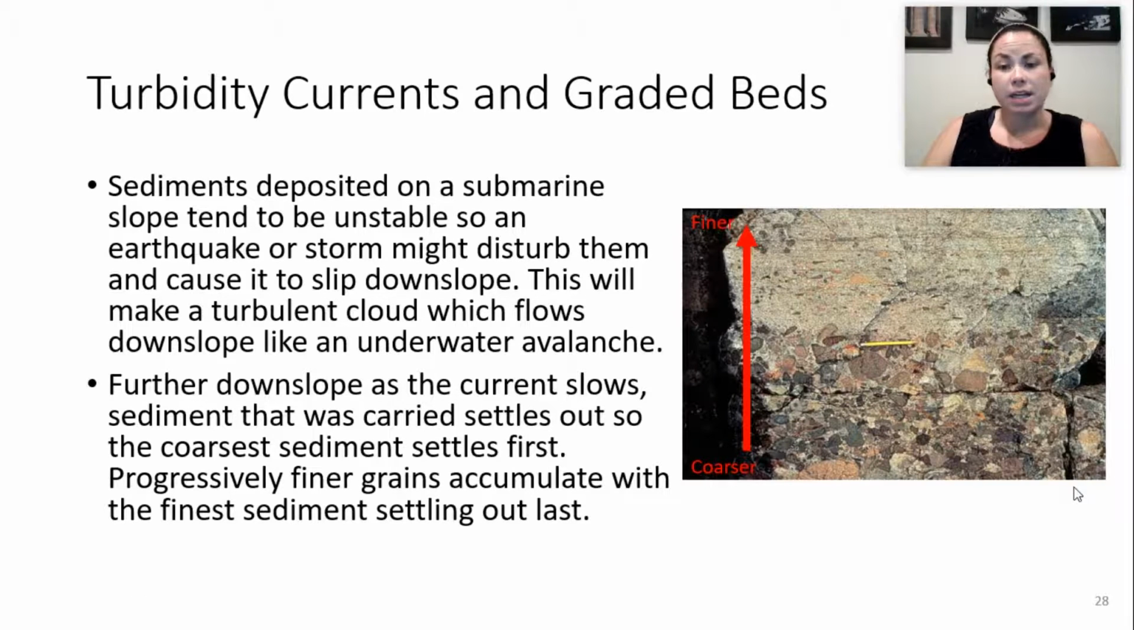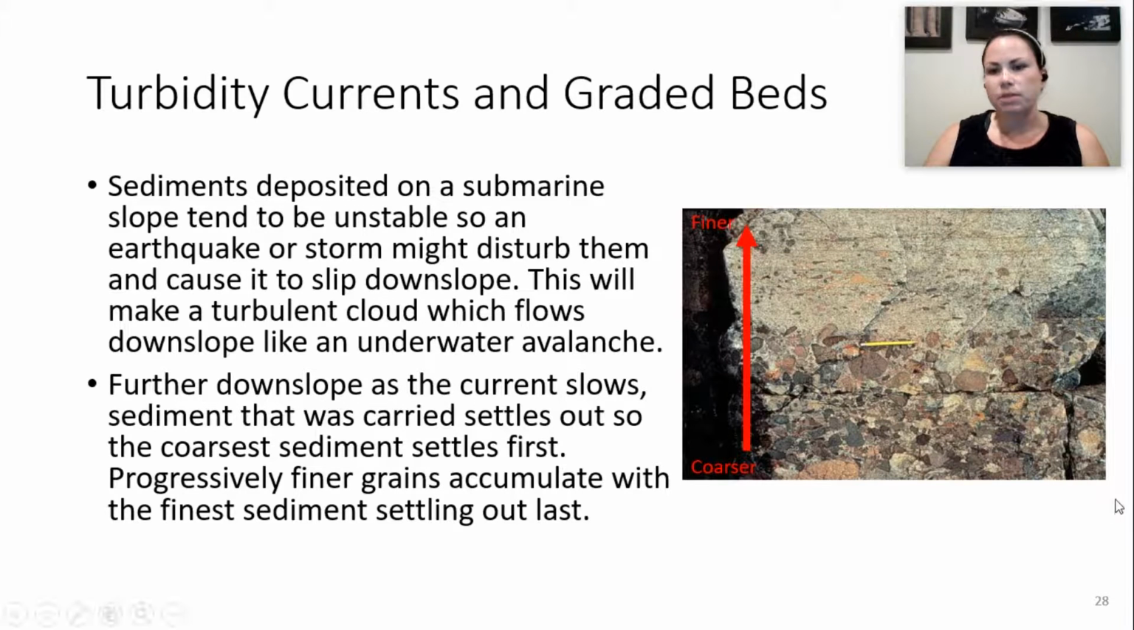Okay, next, turbidity currents and graded beds. Sediments deposited on a submarine slope tend to be unstable. A big event like an earthquake or a storm might disturb them, and that causes them to slip downslope. This will make a turbulent cloud, which flows like an underwater avalanche. Further downslope from the current, where we have more velocity, the coarser sediment settles out first. And progressively further away from the source is where we have the finer grains.